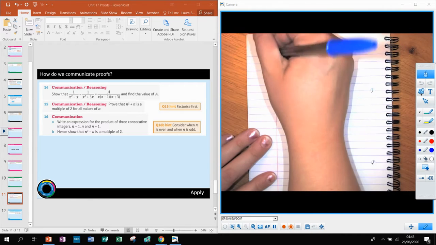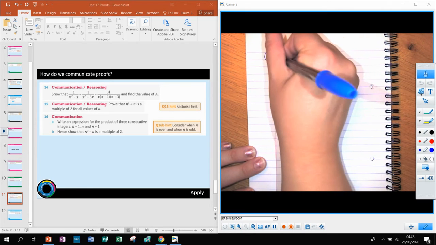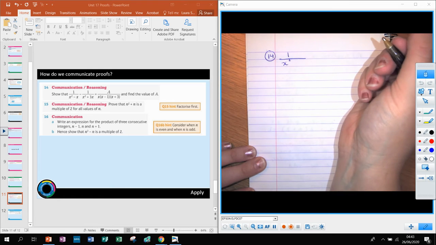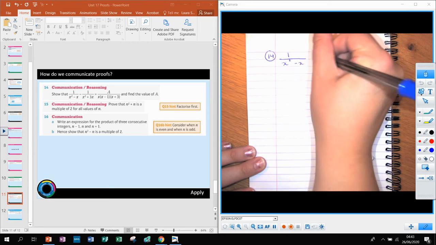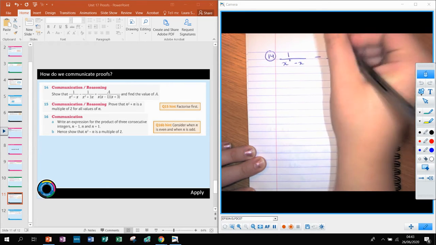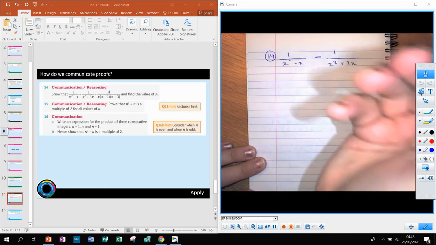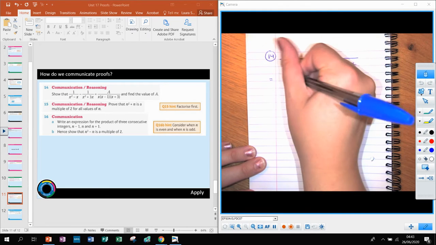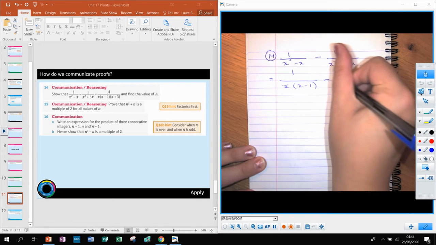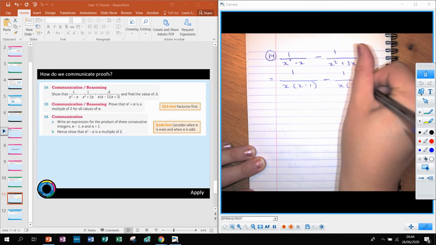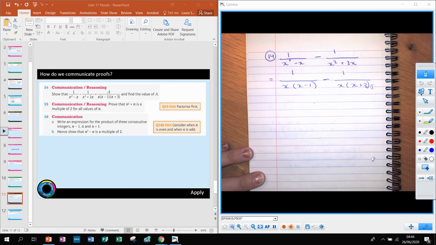Okay, right, so for question 14, let's write it out first so that we know what we're doing. They're asking us to turn this into something over x times x minus 1 times x plus 3. So we've got 1 over x squared minus x, take away 1 over x squared plus 3x. My suggestion is we factorize those denominators, so that's going to be equal to 1 over x times x minus 1, minus 1 over x times x plus 3. I'm hoping you can now see where that denominator they talked about came from.